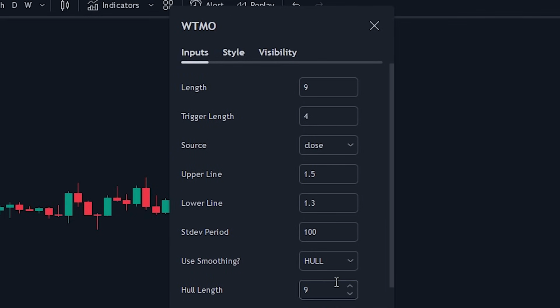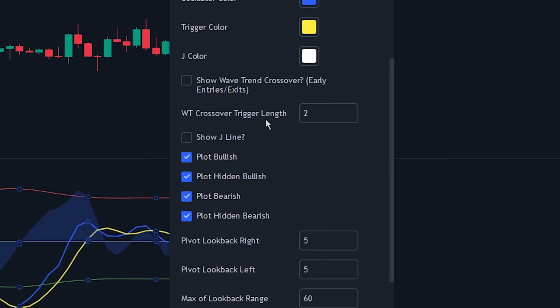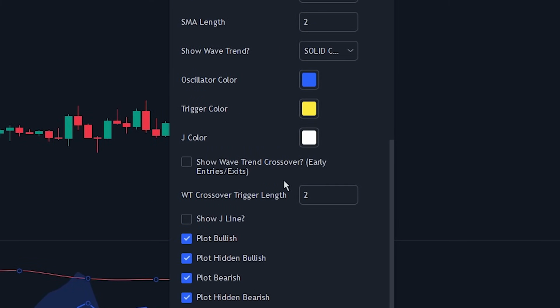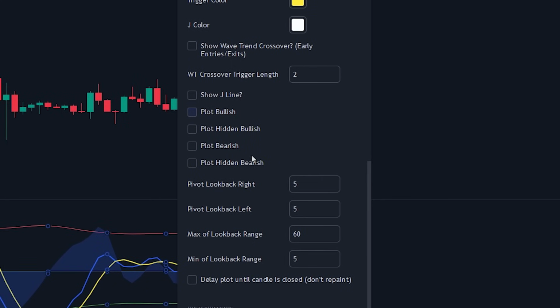Along with this, the indicator has different smoothing options. Finally, if we scroll down, we can also see that the indicator has multiple options for changing the style and colors of the indicator. Here, we will only be removing the labels. We will be keeping the other settings at default.